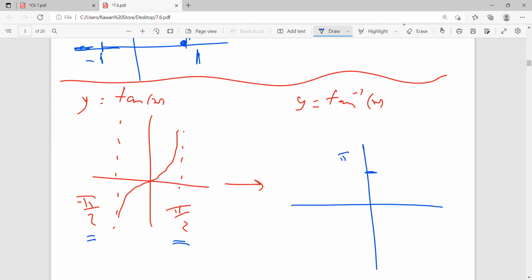Here's pi over 2, here's minus pi over 2, and I have an asymptote. So I'm going to sketch the asymptotes here, like that. That's why I say 90%. You need to sketch the asymptote also. Then the shape, phase to y-axis, then back to asymptote, right? I say the shape should be here, the back should be there.